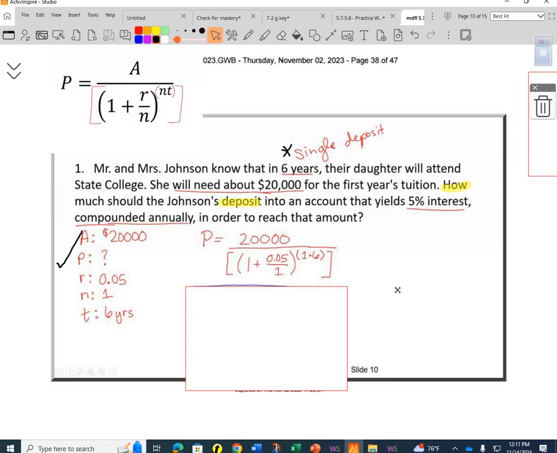Darius, did you write the formula down? All right, you plugged everything in here? No? Okay, that's what we're supposed to be doing, buddy.